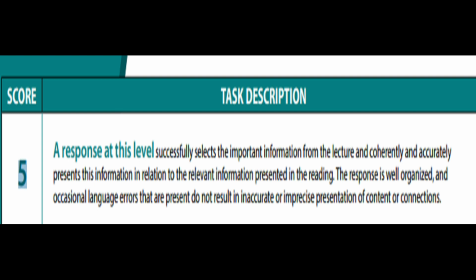A response at this level successfully selects the important information from the lecture and coherently and accurately presents this information in relation to the relevant information presented in the reading. The response is well organized, and occasional language errors that are present do not result in inaccurate or imprecise presentation of content or connections. So, what do you need to demonstrate to achieve a perfect score 5? It all boils down to two key criteria: topic development and language use.